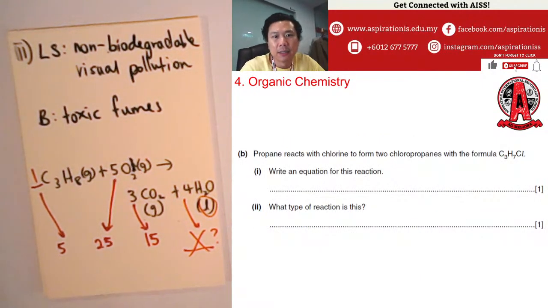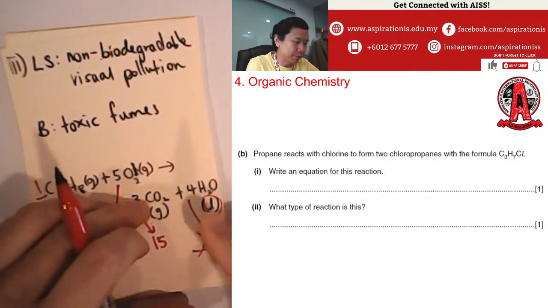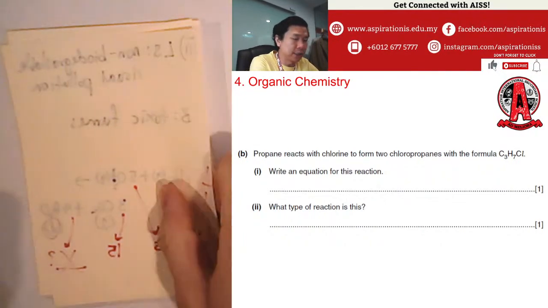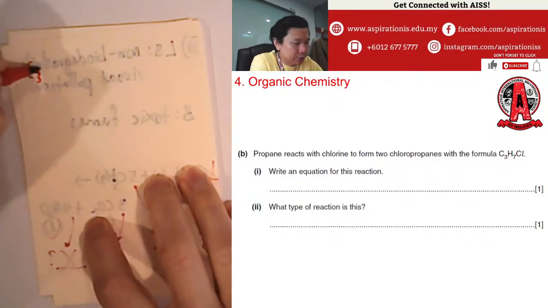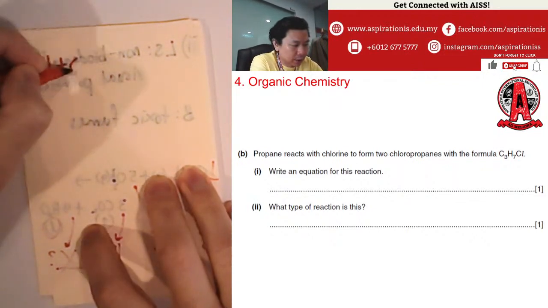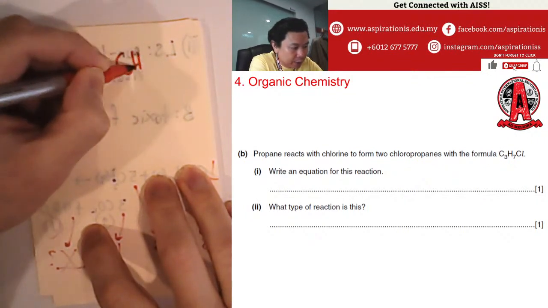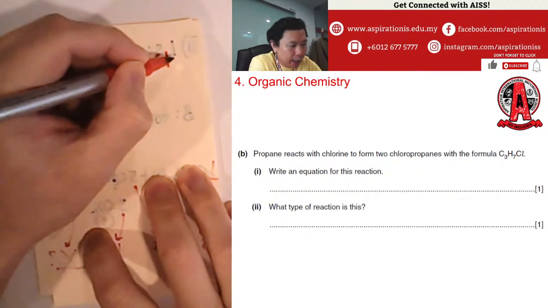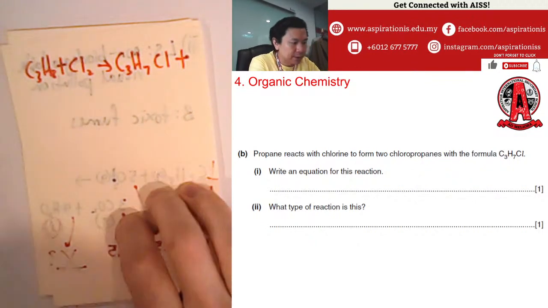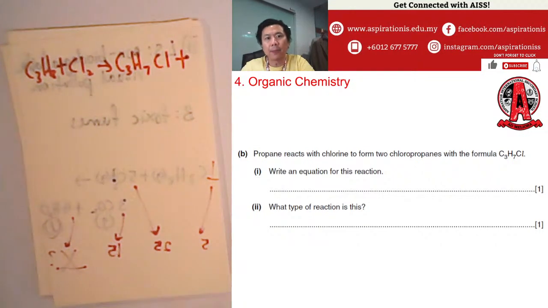Okay. So now we have propane reacting with chlorine. Write an equation for this reaction. Pretty straightforward, right? So we've got C3H8 plus chlorine, and then we got C3H7Cl plus. Can you all complete this for me? You can do it.